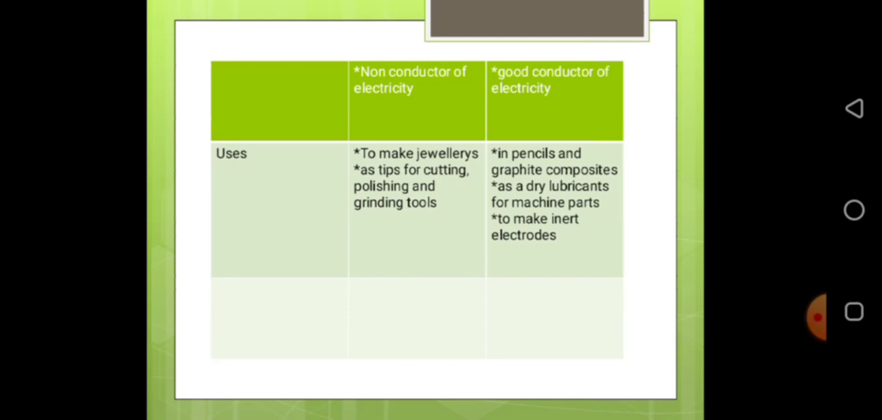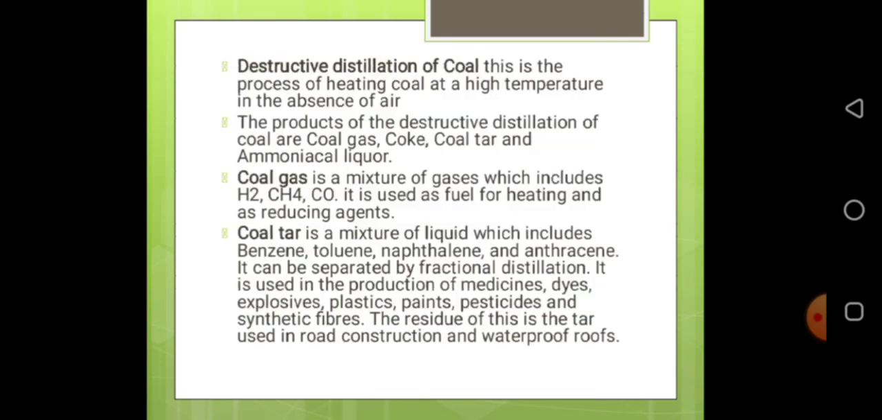So diamonds are used in jewelry making and as tips for cutting, polishing, and grinding tools, due to their hard nature. Graphite is used in pencils, in graphite composites, and as a dry lubricant for mechanical parts. So those are the uses and the differences between diamond and graphite.